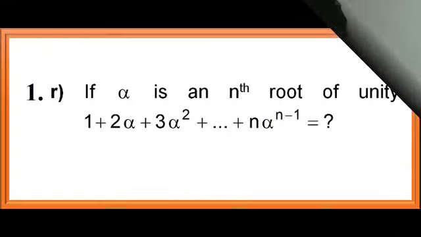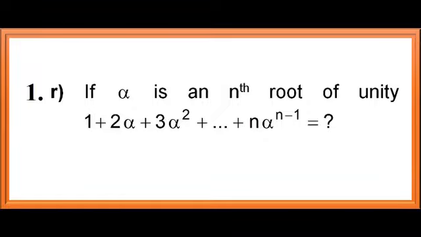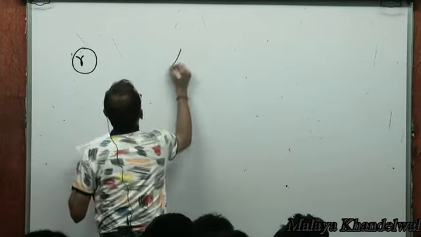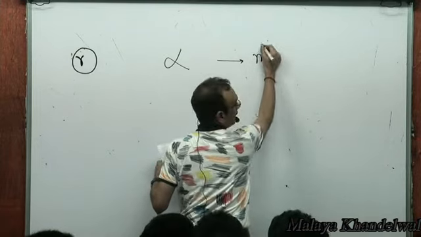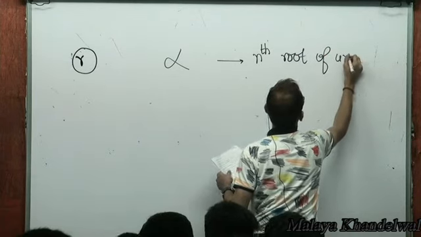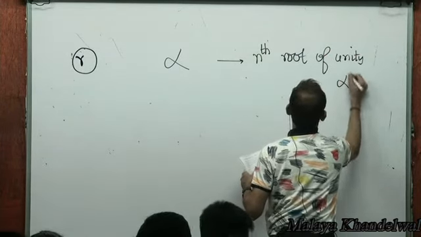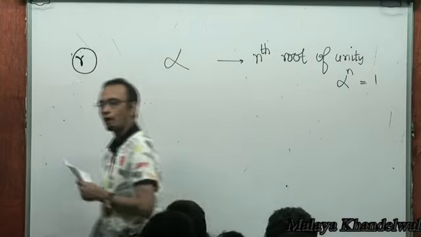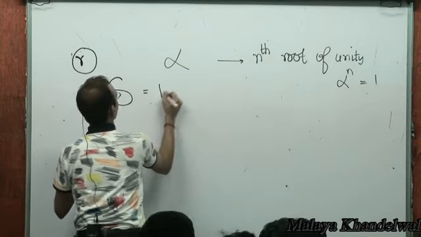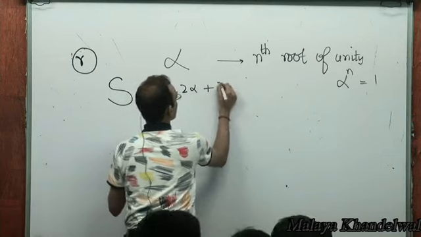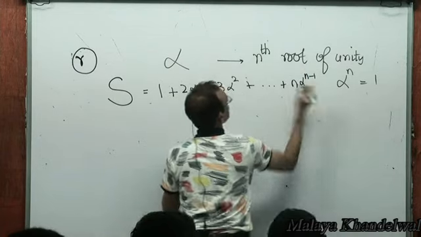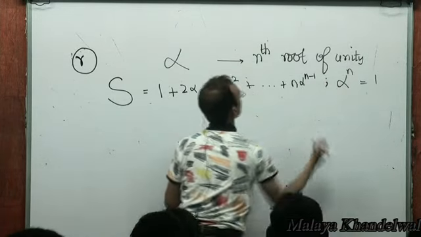Right, now. What's given is alpha is an nth root of unity. If alpha is an nth root of unity, alpha to the power n must be 1, right? We need to find the value of s, given to be 1 plus 2 alpha plus 3 alpha squared plus up to n alpha to the power n minus 1. We want to find the value of this.